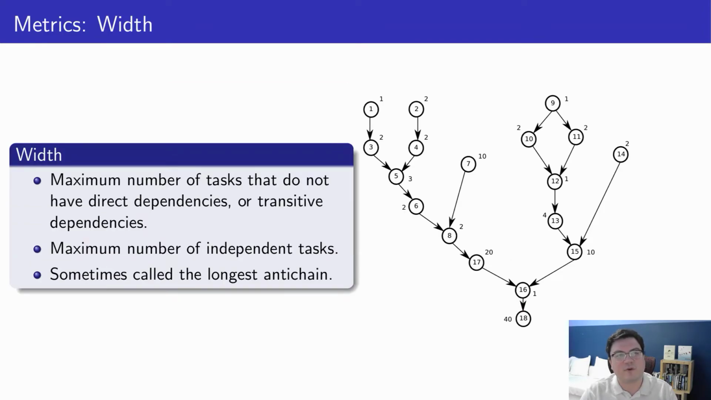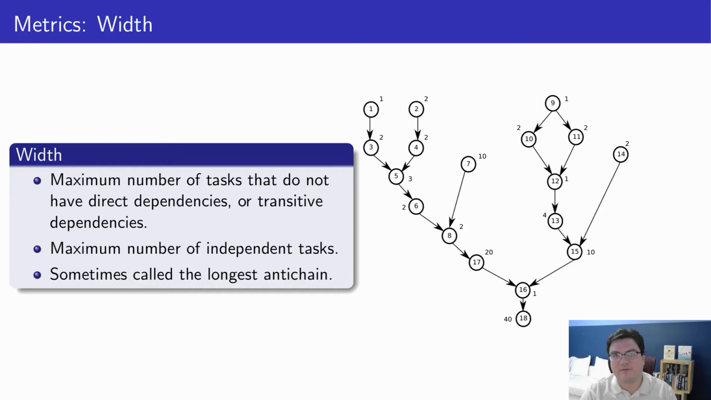The second metric that characterizes a parallel task graph is the width of the graph. It is the maximum number of independent tasks, of tasks that do not have a direct or transitive dependency. In graph theory terms, it is the length of the longest anti-chain. In lemon pie, task 1 and 3 have a direct dependency. Task 5 and 16 have a transitive dependency.